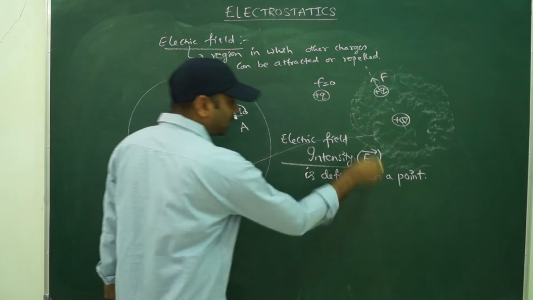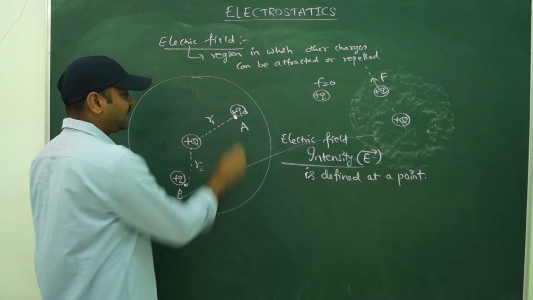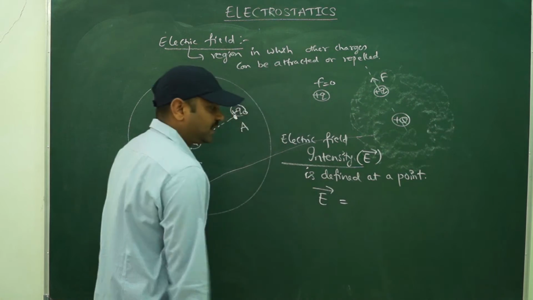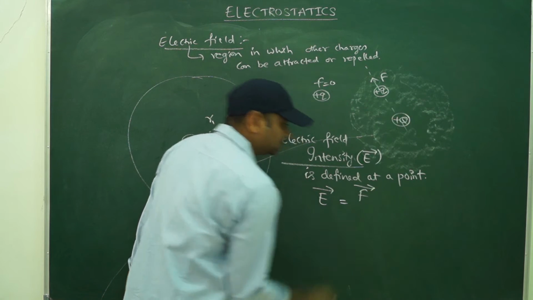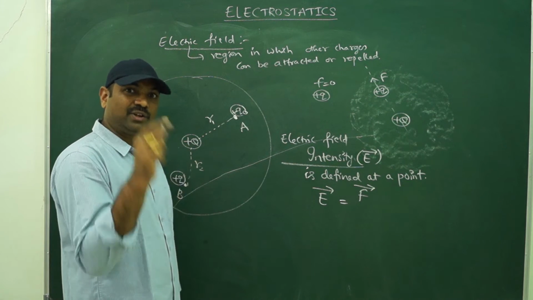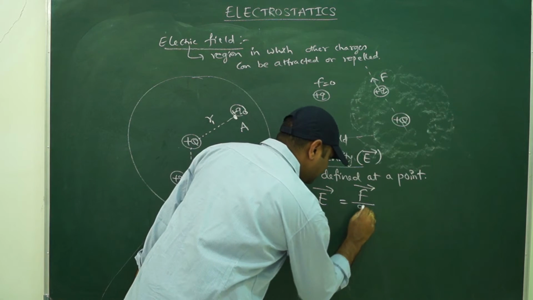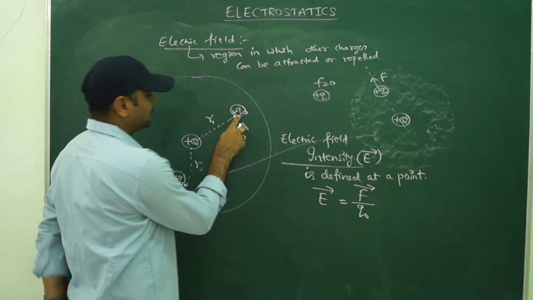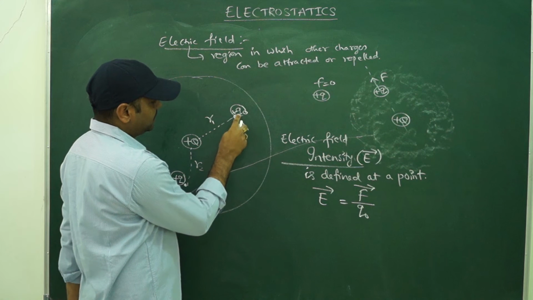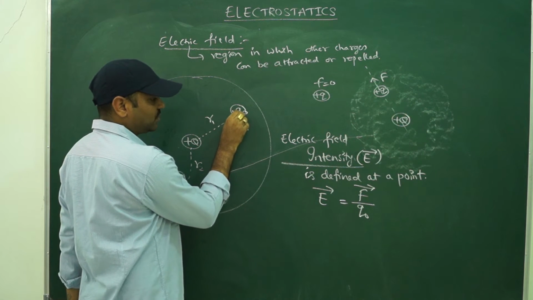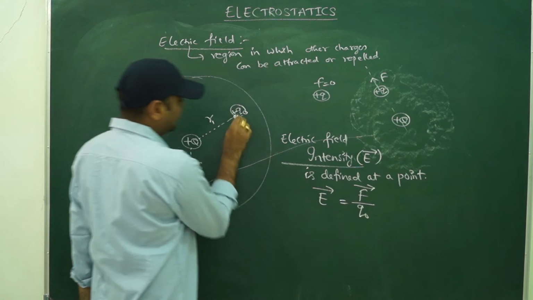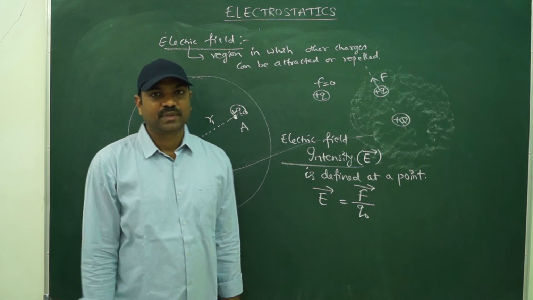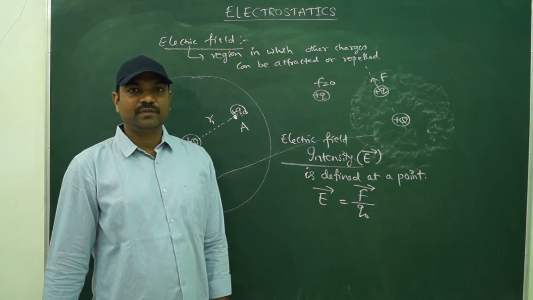So how is the electric field intensity defined at a point? Electric field intensity at any point is defined as the force acting on the charged particle you are keeping, divided by the charge magnitude you are keeping. That means here the charge I am keeping is Q0. This Q0 will experience some force, and that force value divided by the test charge magnitude is the definition of electric field intensity.